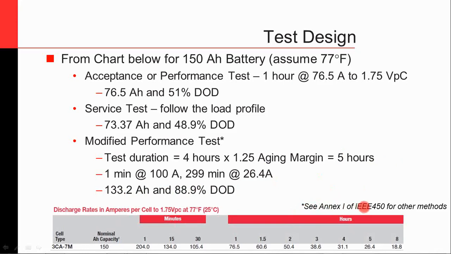Now, I'll mention this is just one variation of the modified performance test. There's at least one other variation, and you'll see Annex I of IEEE 450 for other methods if you don't have this simple of a load profile.